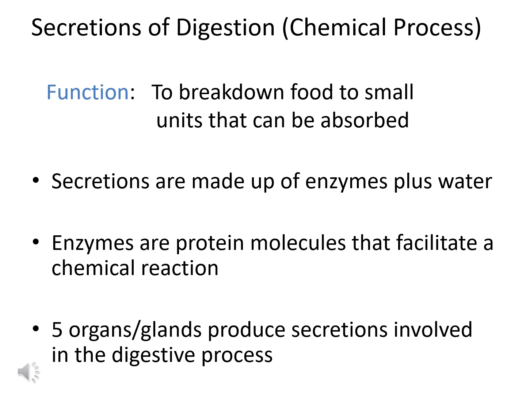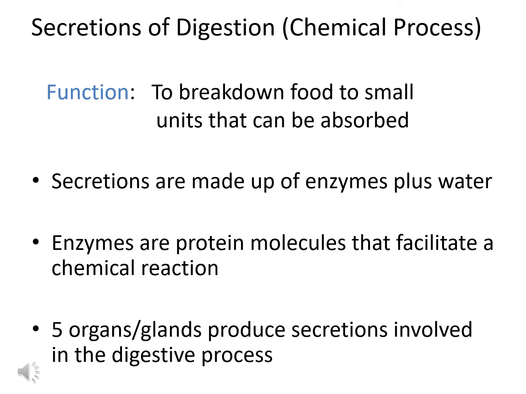The other type that I mentioned are the chemical processes, and these involve specifically secretions. These secretions are necessary to break down the food that we're consuming to very small units, which can then ultimately be absorbed. So what are secretions? Secretions are simply enzymes plus water. And if you remember what an enzyme is from chemistry or another class, enzymes are simply proteins. They're protein molecules that facilitate or act as a catalyst for a chemical reaction.